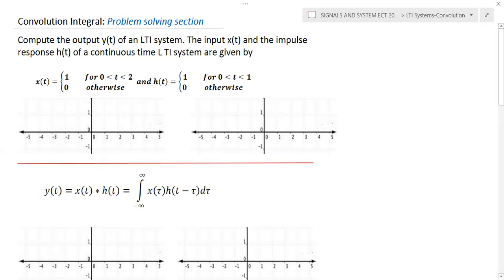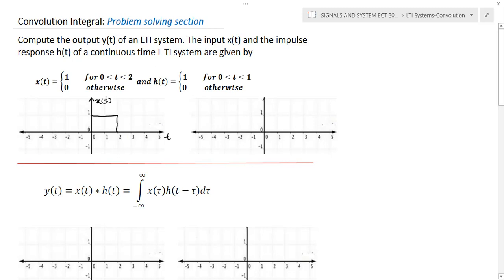The input x of t and impulse response h of t of a continuous time LTI system are given by the equation x of t is equal to 1 for 0 less than or equal to t less than or equal to 2. So you can draw this particular waveform x of t, and here it is t. The signal magnitude is 1 for the limit 0 to 2. So you'll get a waveform like this. And for all other values, the signal magnitude is 0.